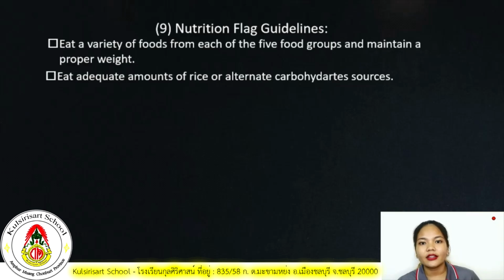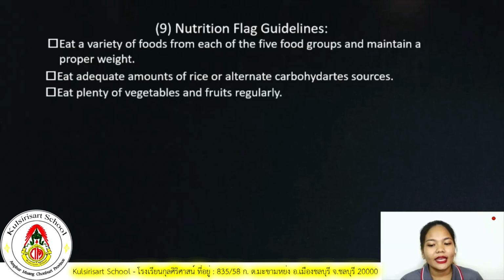So remember that I've mentioned that rice is a source of carbohydrates which give us energy. Now, if rice is not available in your region, from time to time, you can alternate it with other foods that are also rich in carbohydrates, just like bread, noodles, or other vegetables.